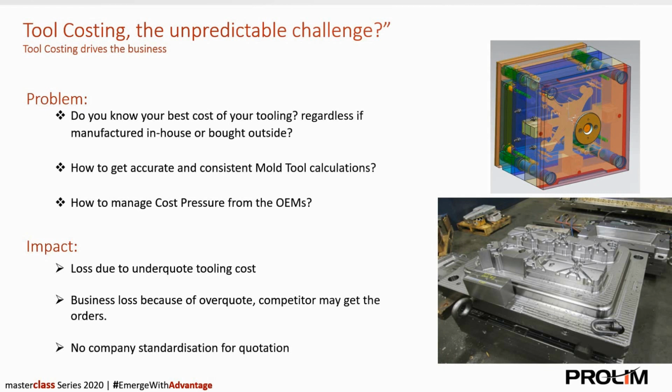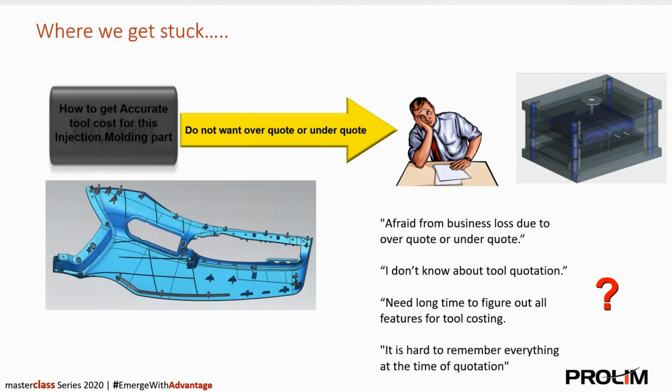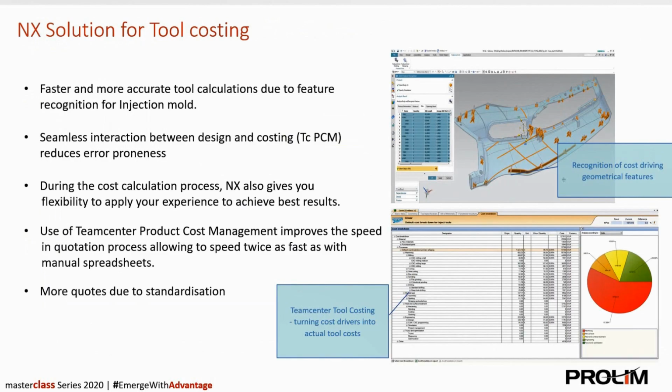The impact is loss due to undercosted tooling, and business loss because of overcosting, where a competitor may win the orders, plus no company standardization for quotation. This is the part: how to get accurate tool cost for this injection molding part. I don't want overcosting or undercosting. It takes a long time to figure out all the features for tool costing, and it is hard to remember everything at the time of quotation.